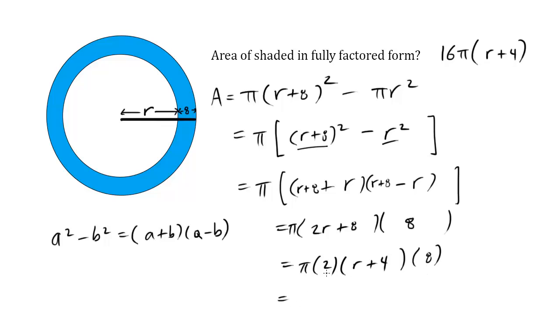So finally, know that multiplication is commutative. You can actually multiply 2 times 8, which is 16. 16 times pi is 16 pi r plus 4. This here is fully factored.